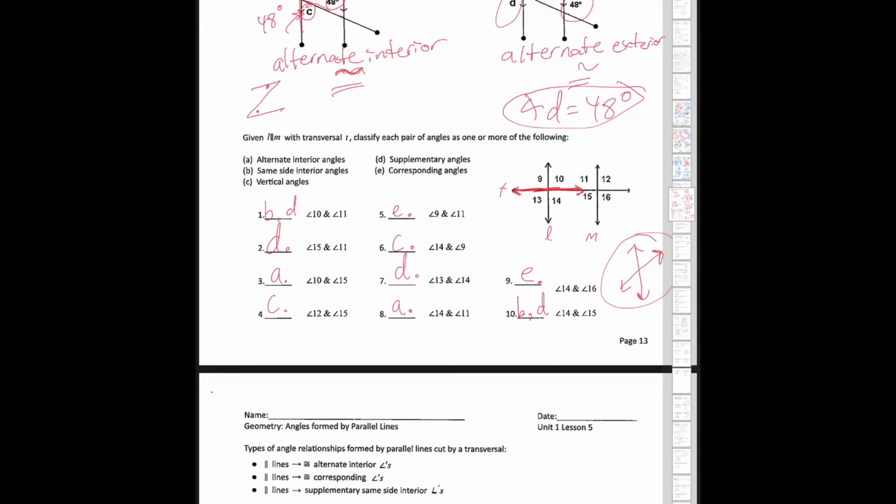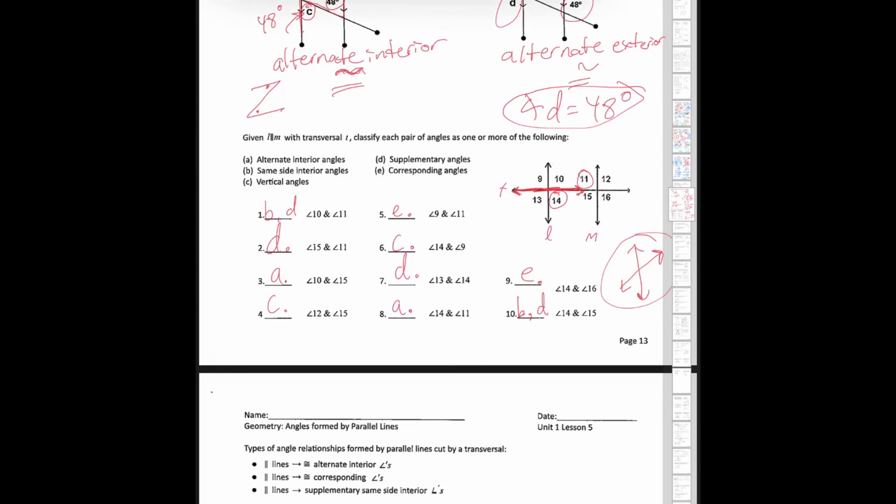So now on to number 8. Number 8 says we're looking at angles 14 and 11. Angles 14 and 11 are on the inside of the parallel lines, but they are alternate. So they are choice A, alternate interior angles, and they are congruent.